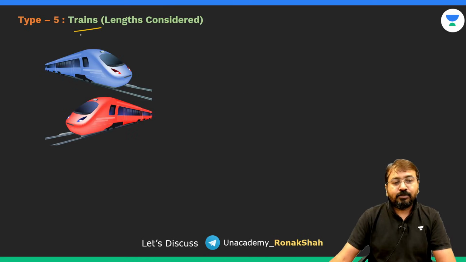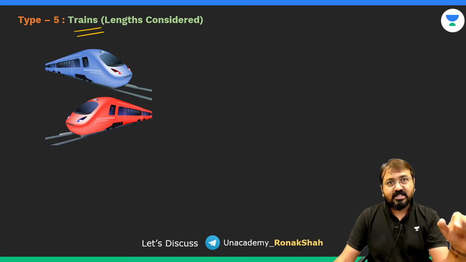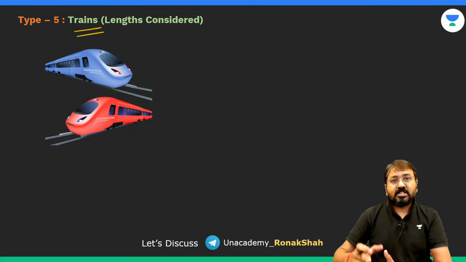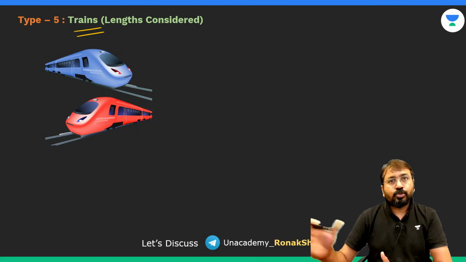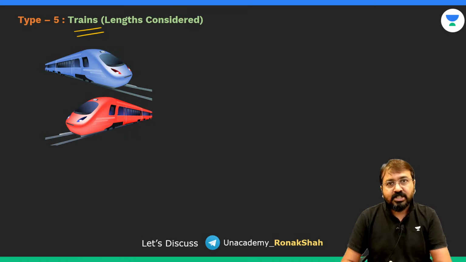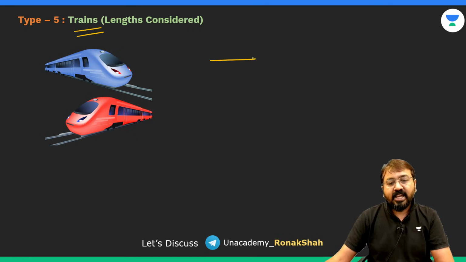Apart from that, you are asked train questions. These train questions are those questions where the length of the train is considered. You will find some questions based on trains, where a train starts from Delhi and goes to Mumbai, another starts from Mumbai and goes to Delhi. So it's not actually a train question, it's a simple relative speed question. But the question that I'm talking about is the one where there is one train which is 100-meter long, traveling at a speed of say 10 meter per second.